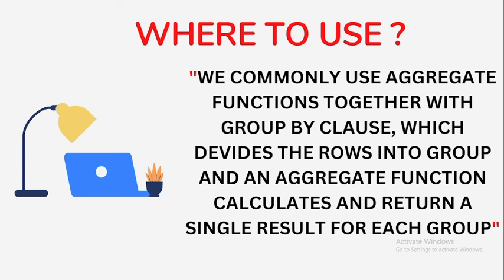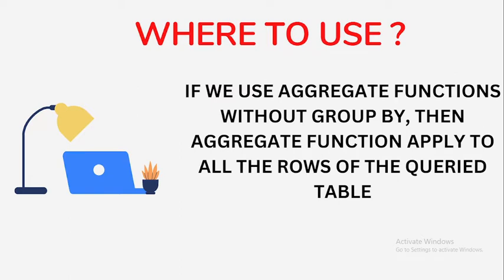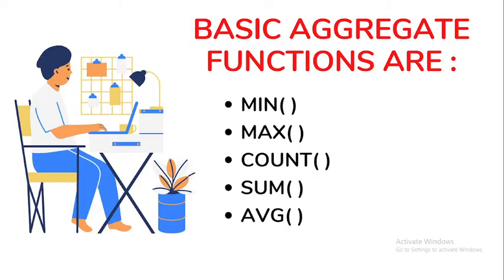First, where do we have to use aggregate functions? We use aggregate functions together with the group by clause, which divides the rows into groups, and an aggregate function calculates and returns a single result for each group. But if we use aggregate functions without group by, then the aggregate function applies to all the rows of the queried table. The basic aggregate functions are min, max, count, sum and average.